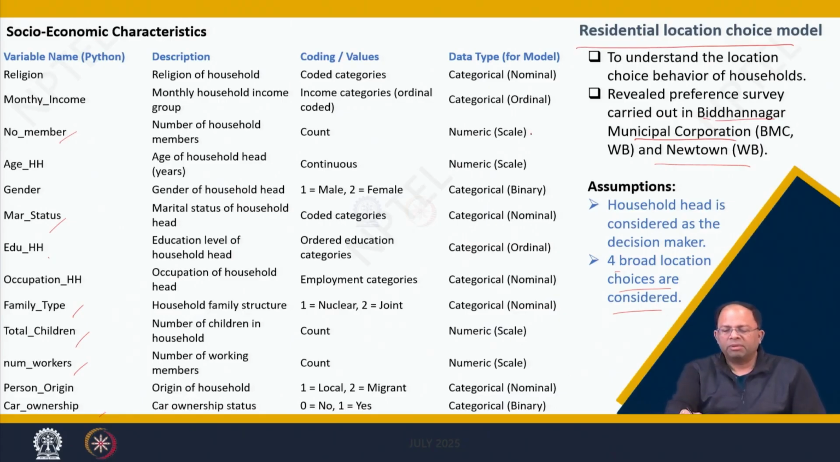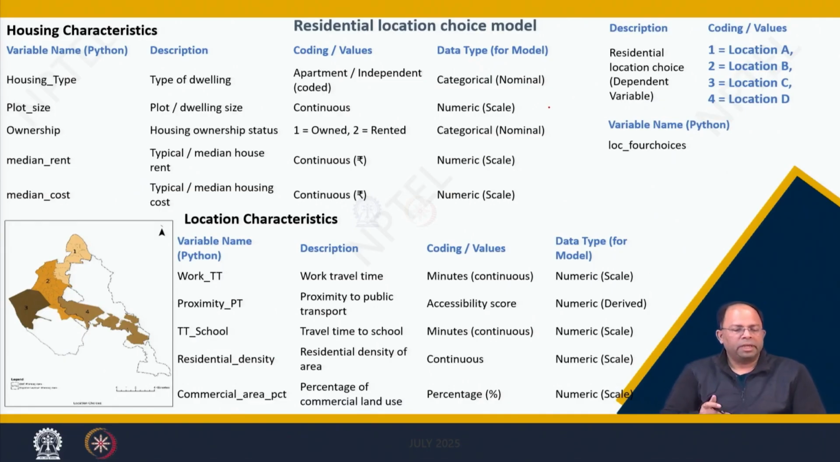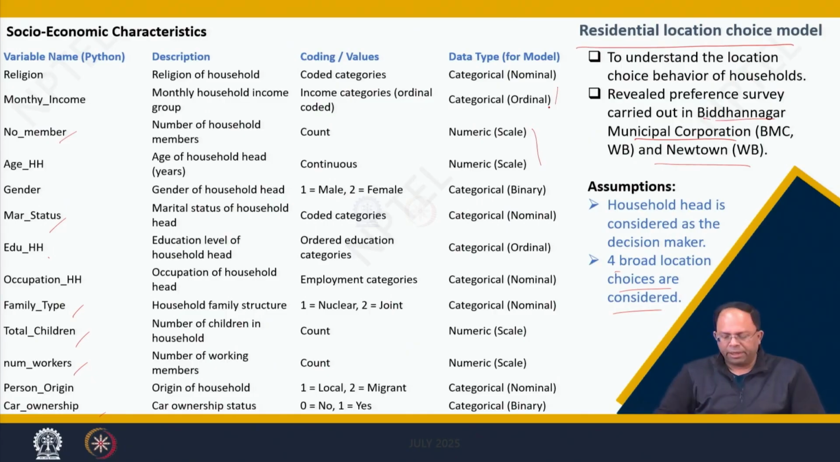And you can see that some of them are numerical, some of them are categorical, and we are trying to find out, based on these characteristics, which are the likely location a person would choose. And that we have used a revealed preference survey to determine that. So in addition to that, these variables were all the socioeconomic characteristics.